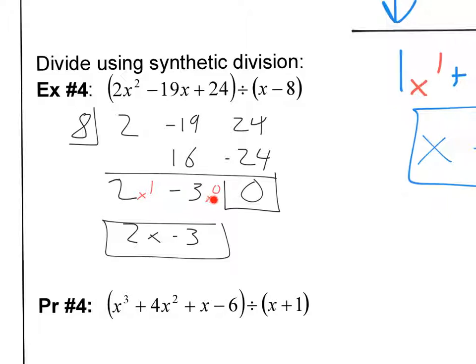Remember, you start with 0 as the power, and you just count up, but you go backwards. X to the 0 is really just 1, so you don't have to worry about that one. And x to the 1 is really just x. So this is just 2x minus 3. That's it. I'm going to give you guys one more to try on your own.